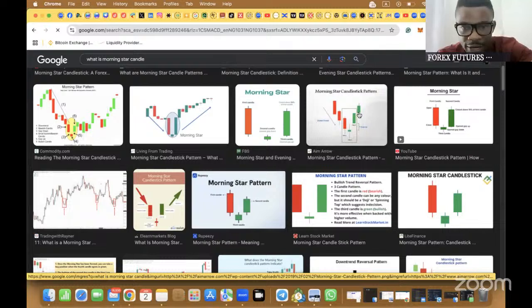Morning star pattern. It's a bullish trend reversal pattern, a 3-candle pattern. The first candle is red. The second candle can be any color, but it should be a doji or spinning top, which suggests indecision. Then the third candle is a green bullish candle. It's more effective when backed up with a higher volume.